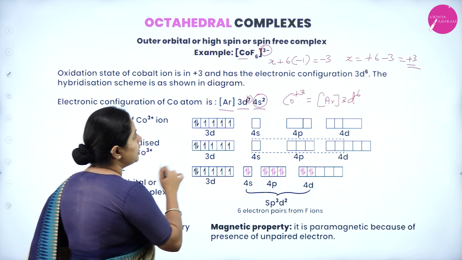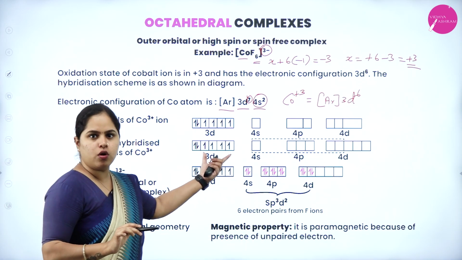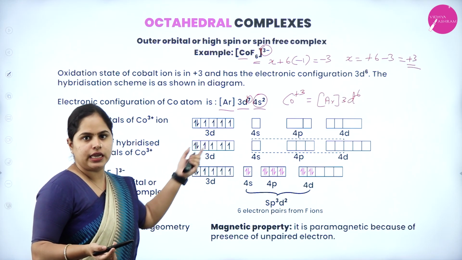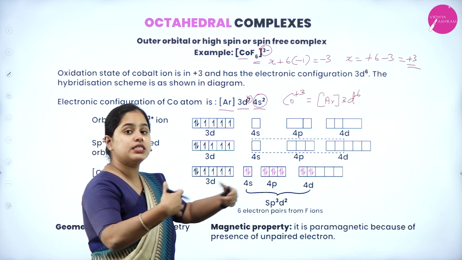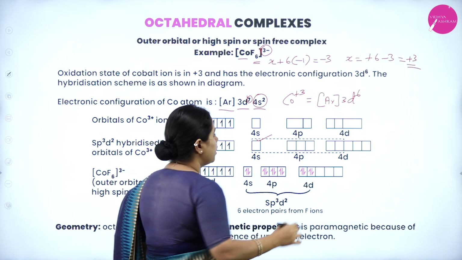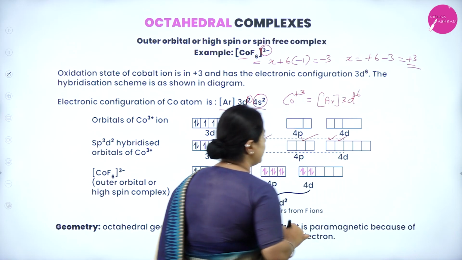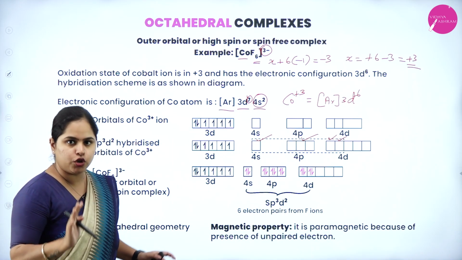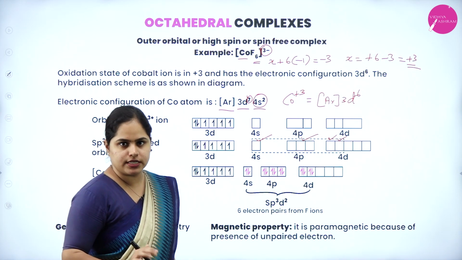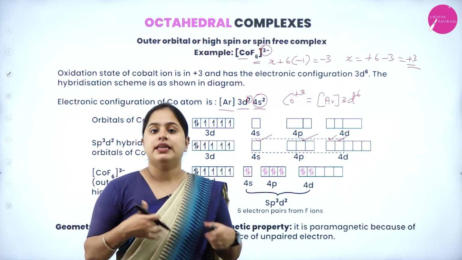But how many free orbitals do we require? We require 6 free orbitals. From the 3d, of course, I can't take because it is singly occupied, and it has not paired up because the ligand is weak. So which 6 orbitals do I have to consider? From 4s, 1 orbital, from 4p, 3 p orbitals, and from 4d, I'll take 2 d orbitals. I need totally 6: 1, 2, 3, 4, 5, 6. The 6 has been considered.